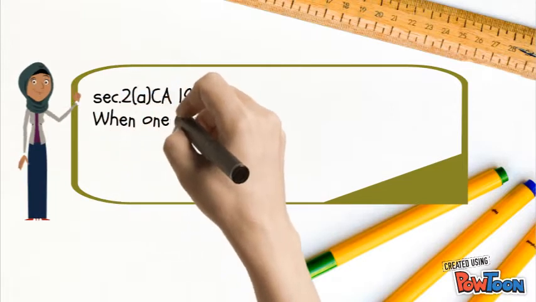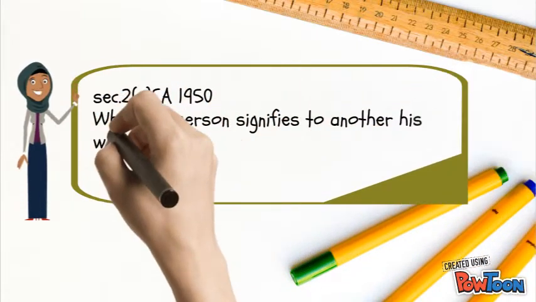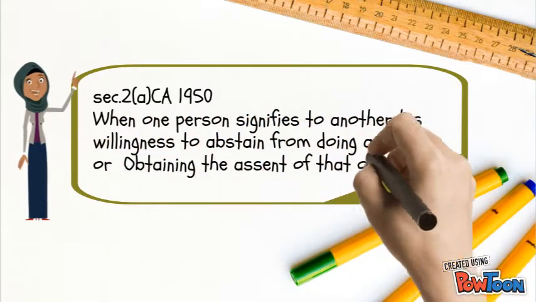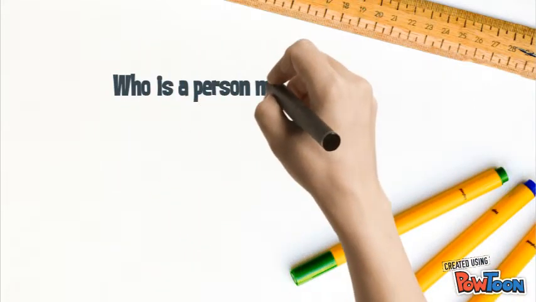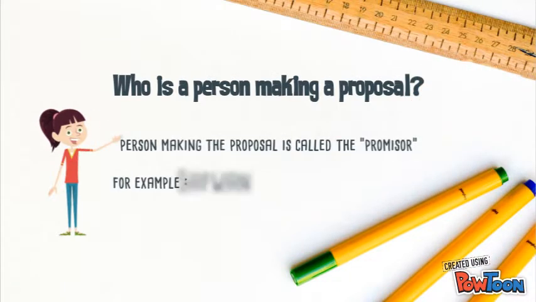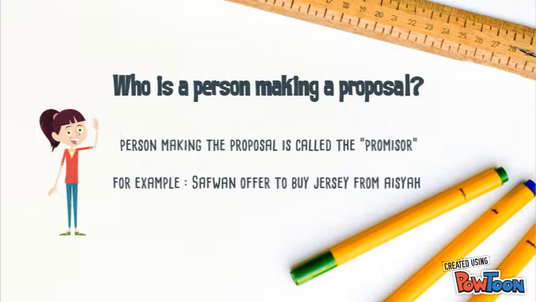When one person signifies to another his willingness to do or to abstain from doing anything, with a view to obtaining the assent of that other. Who is a person making a proposal? The person making the proposal is called the promisor. For example, Safwan offered to buy a jersey from Aisyah.